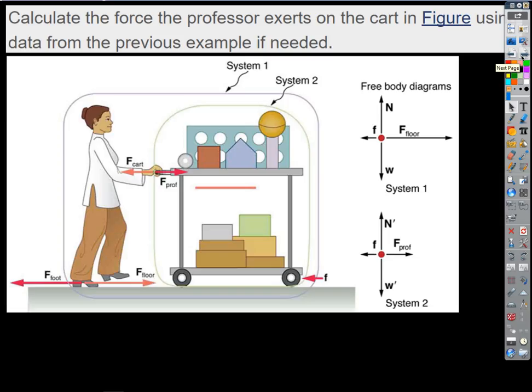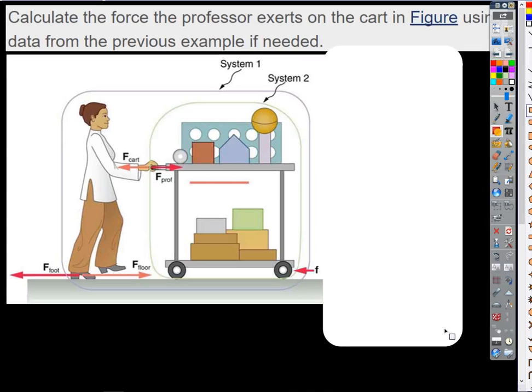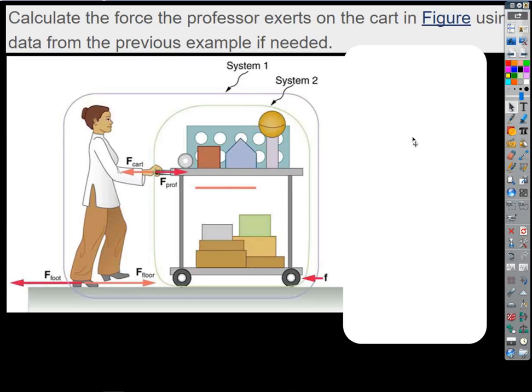Okay, how about this one? Calculate the force the professor exerts on the cart using any data from the previous example. So we remember all the masses and everything. How are we going to do that one? This is just a little bit different. You have to carefully consider the system that you're talking about in order to set up the free body diagram. There's a lot of moving parts in this one.